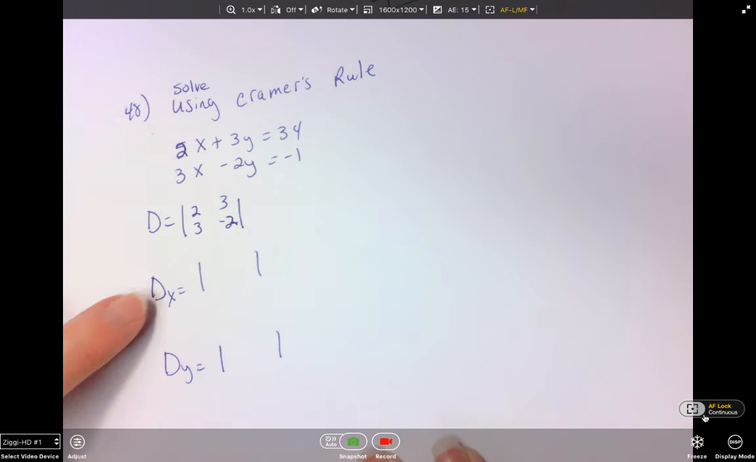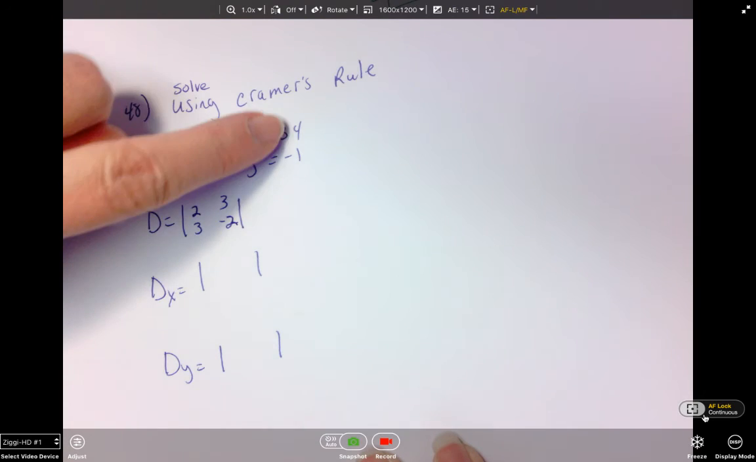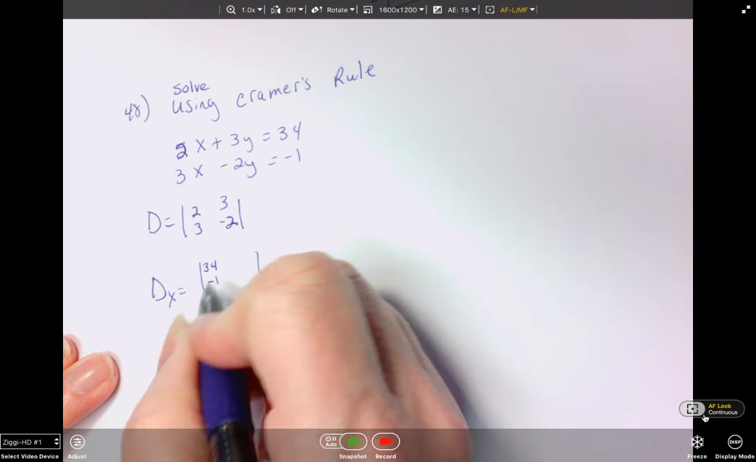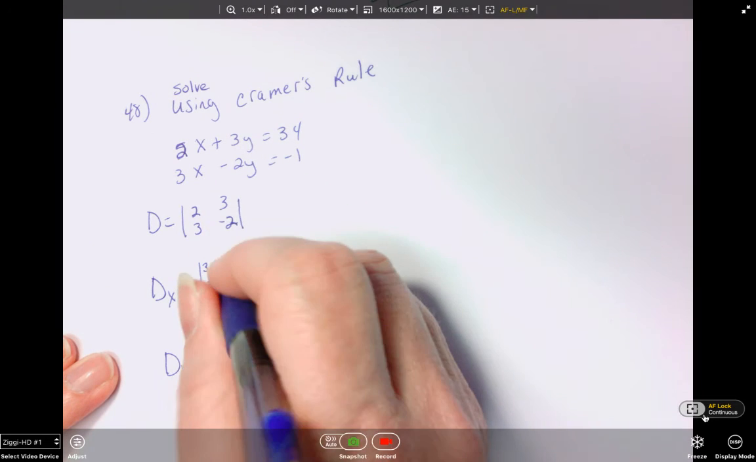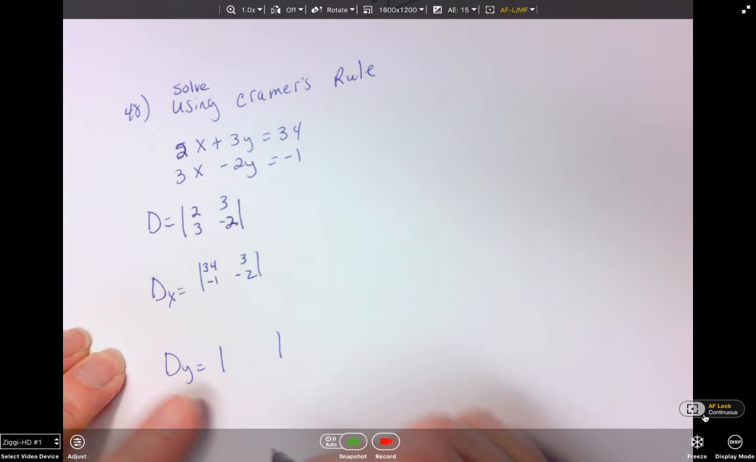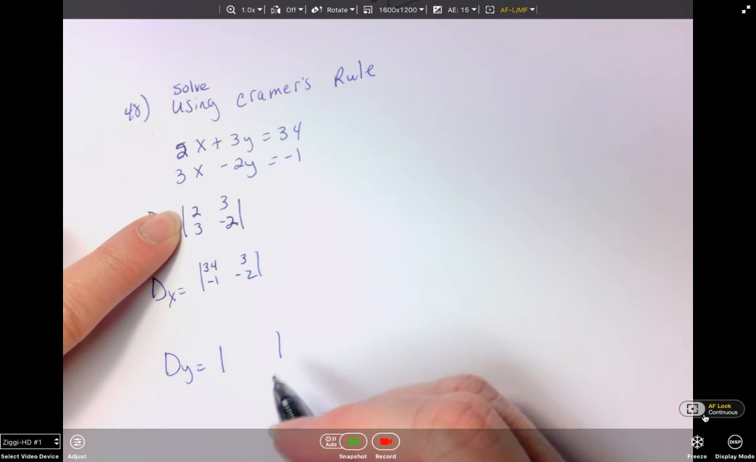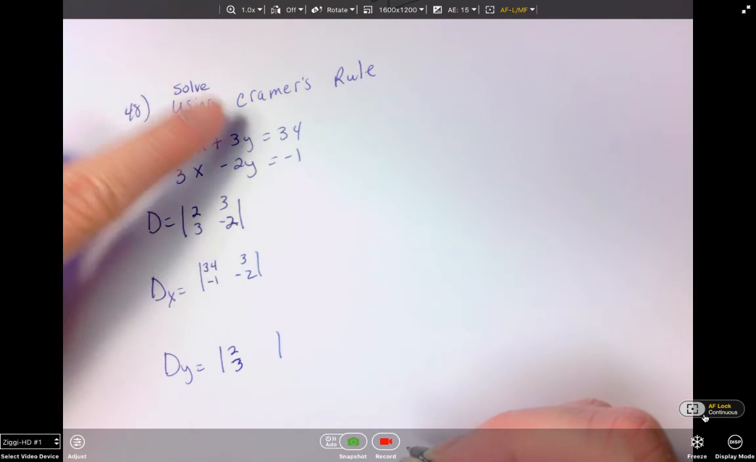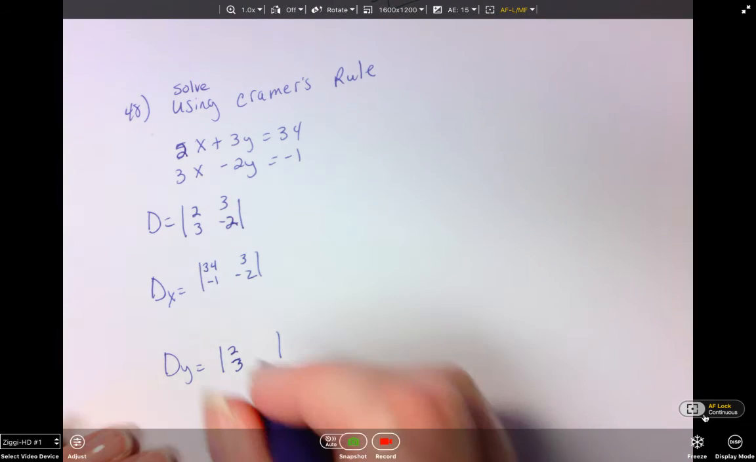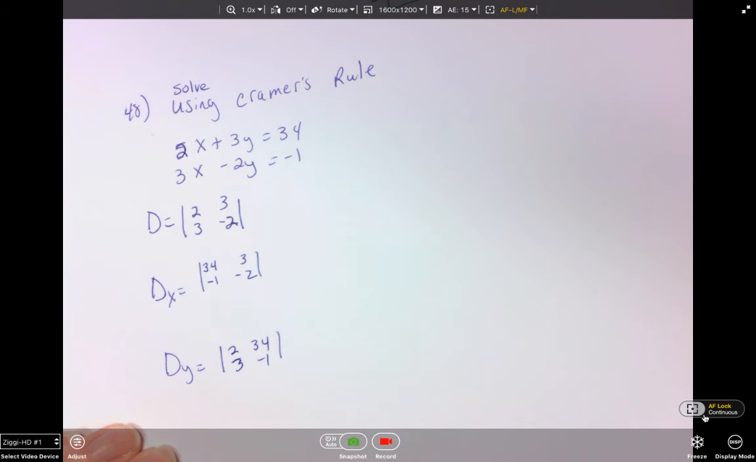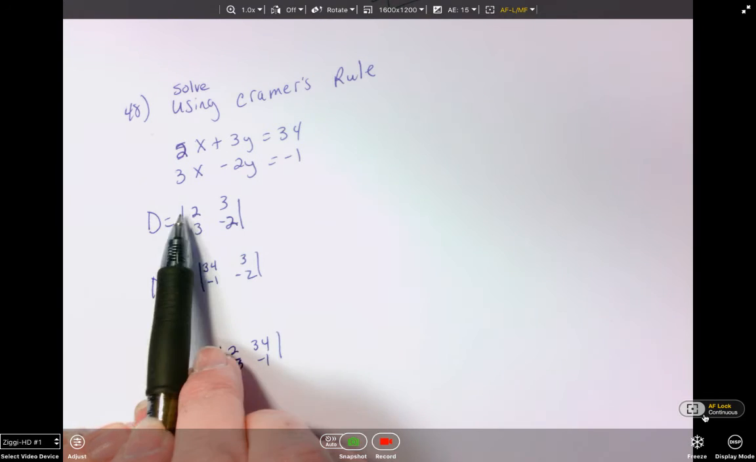Those are just the coefficients that are up in our system. So when we do dx, we replace our values of x with what's on the other side of the equal sign. So we have 34, negative 1, and then we still have the same y coefficient, so 3 and negative 2. When we do dy, we keep the same x coefficients, so 2 and 3, but we change our y's to the ones on the other side of the equal sign, so 34 and negative 1. So now let's go do our determinants. Again, we're doing like we did on the first problem. We have 2 by 2's.